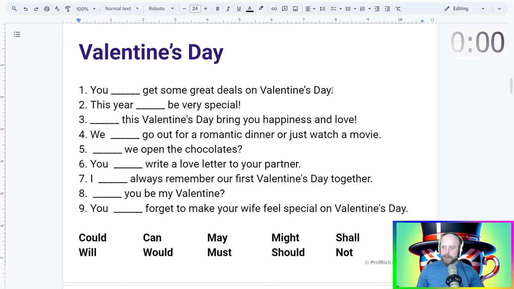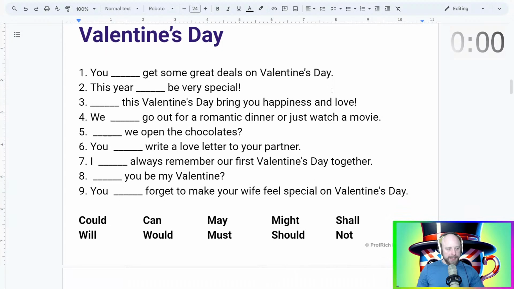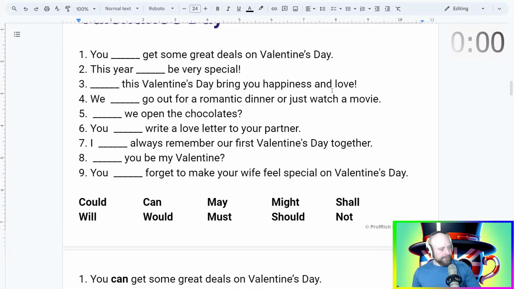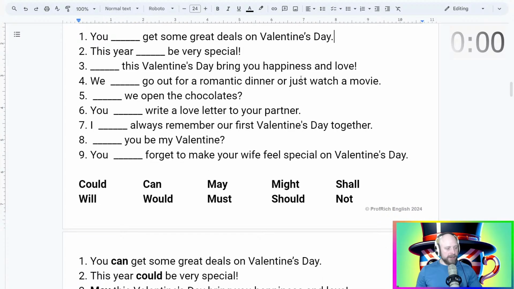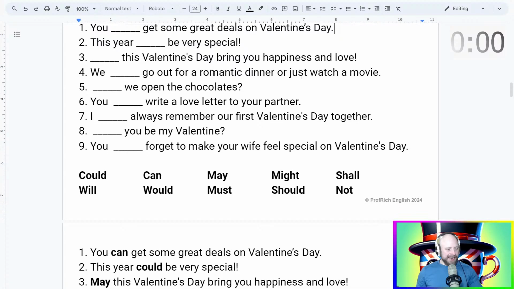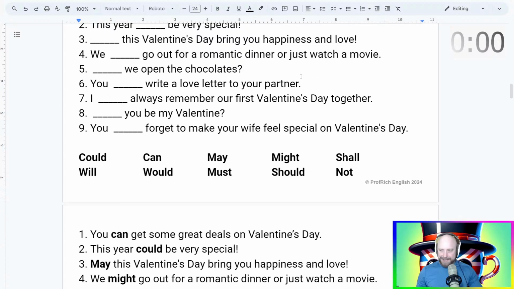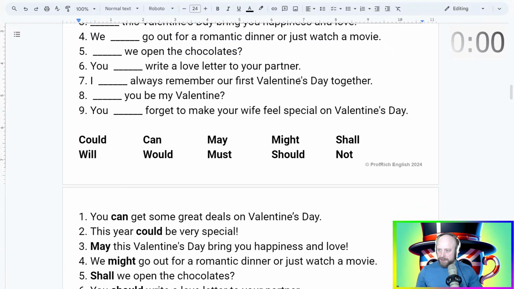Are you ready? Number 1 is can. You can get. Number 2 is could. This year could be special. Number 3 is may. May this Valentine's Day bring you happiness and love. Number 4, might. We might go out for a romantic dinner. Number 5, shall. Shall we open the chocolates?